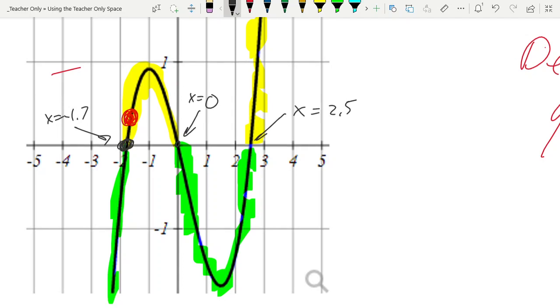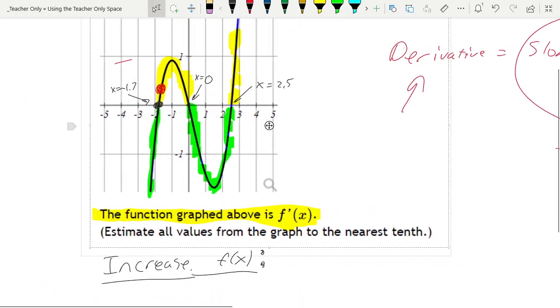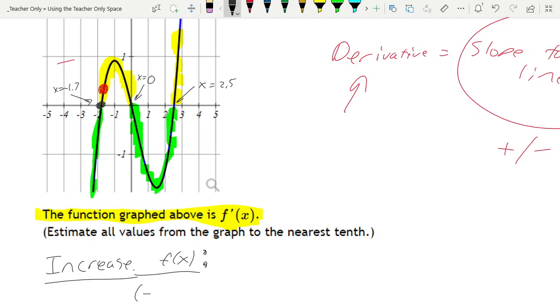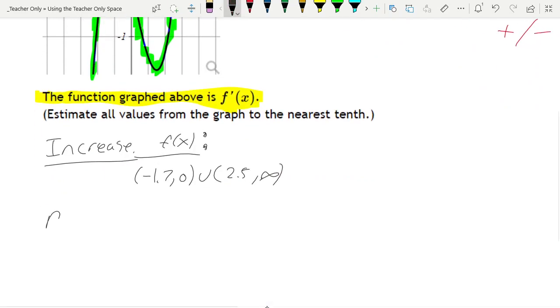So if I were to answer the question, where is my original function f of x increasing? Well, it would be increasing wherever the derivative is positive. So I'm looking at all these yellow areas because that means I have positive derivatives. Therefore, I am increasing from negative 1.7 to 0 and 2.5 to infinity.